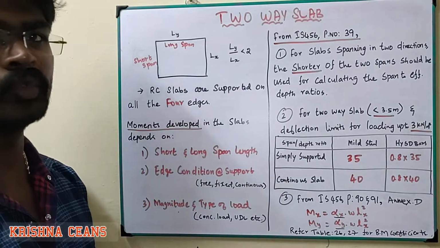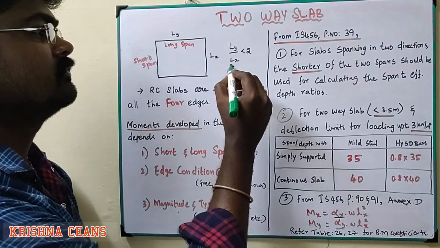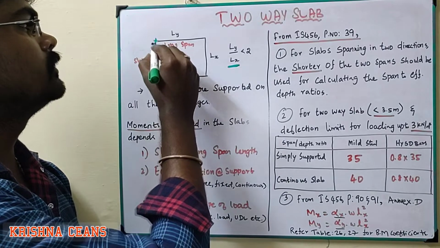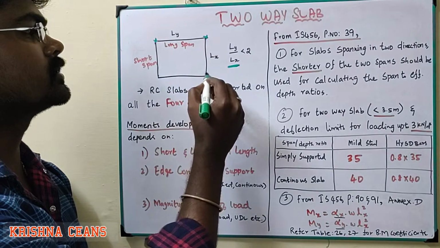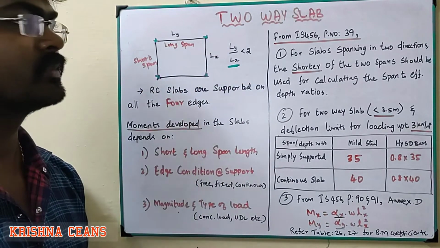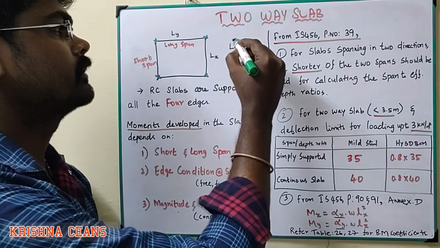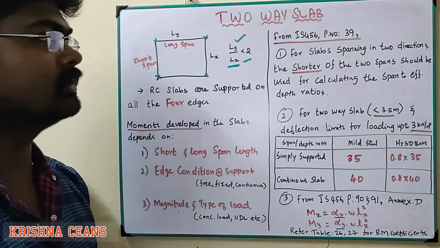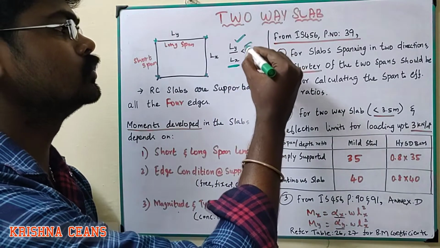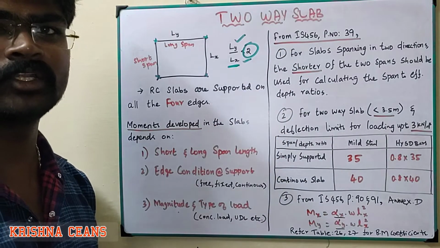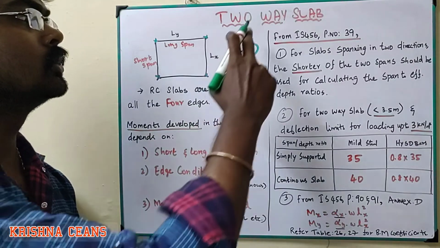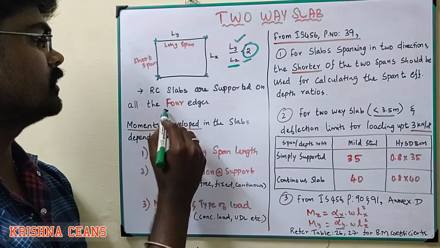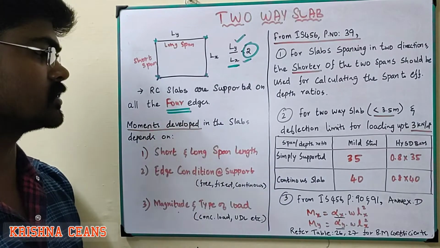So what is meant by a two-way slab? First of all, if the slab is supported on all four edges, we call it a two-way slab. Then the long span Ly and the shorter span Lx, where Ly by Lx is less than 2, we can call it a two-way slab. So RC slabs supported on the four edges, we call a two-way slab.